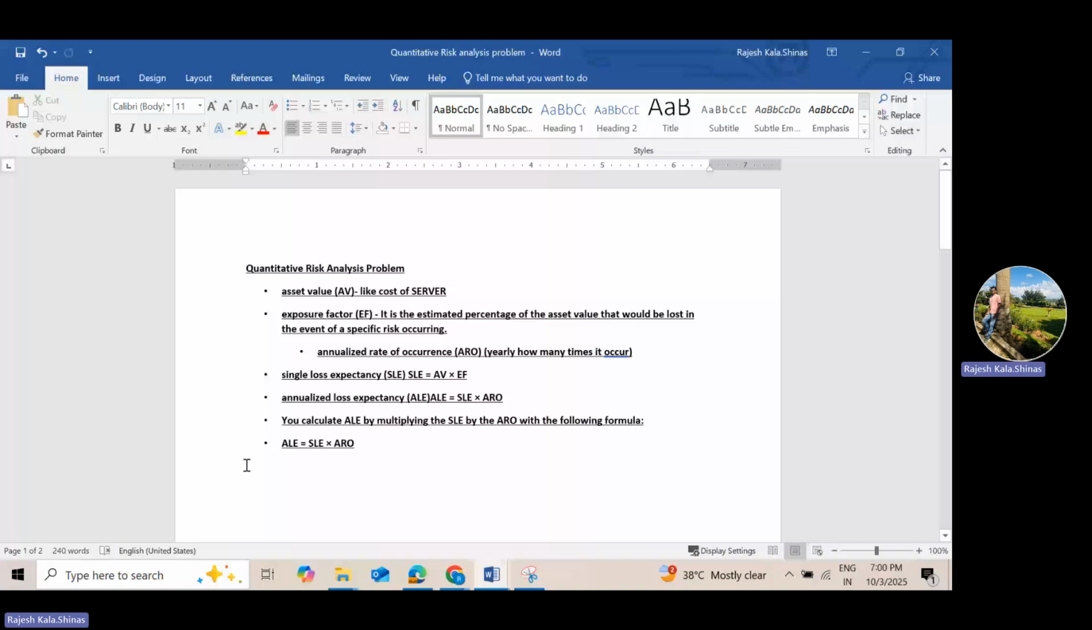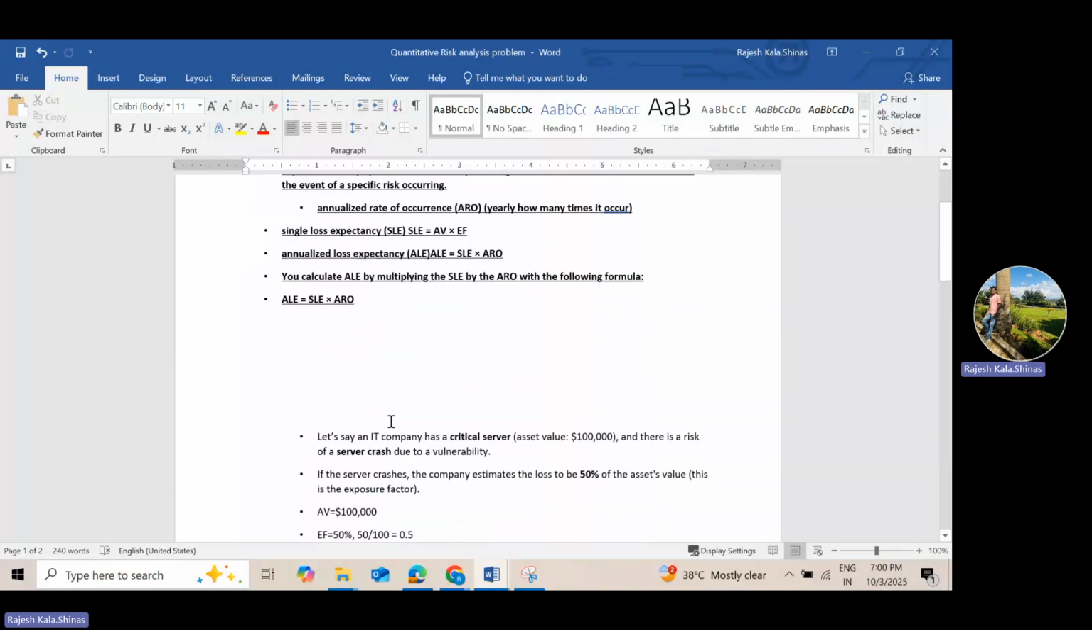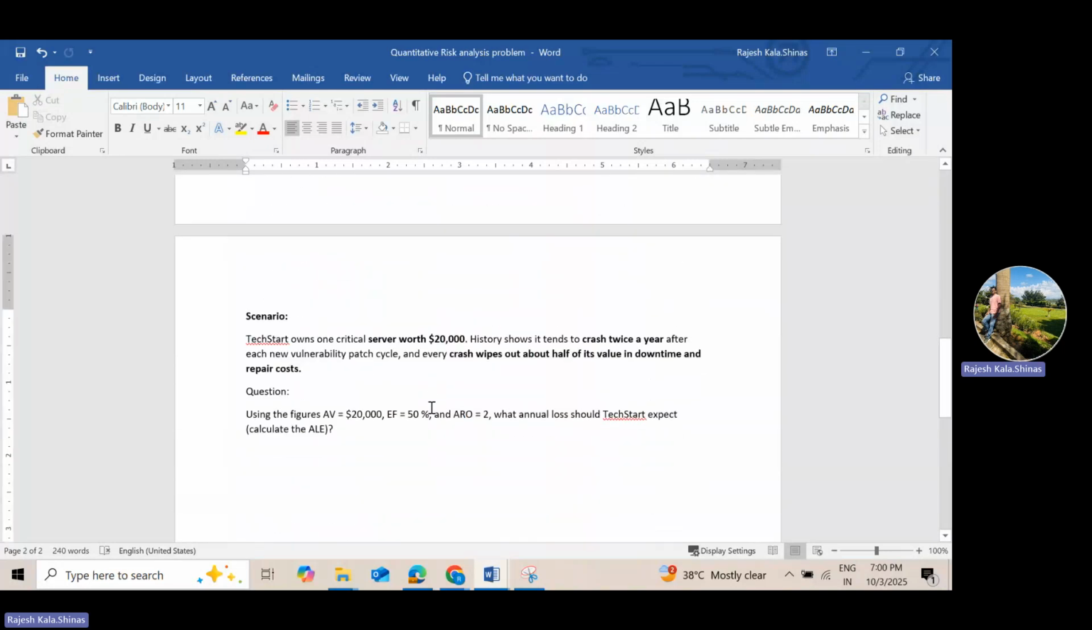So today we'll discuss a quantitative risk analysis problem. Here the risk is analyzed in numbers. First we need to discuss some variables, the theory part, then we'll go for the problem. We have two problems here.